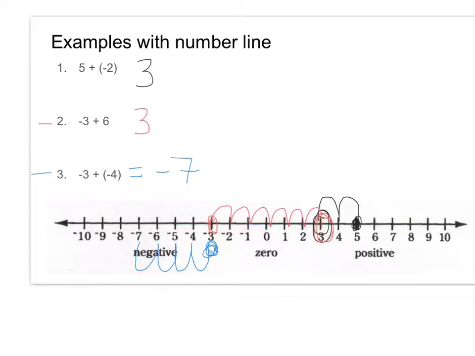So those are examples of using a number line. We'll talk about it more in class tomorrow and go over more examples.